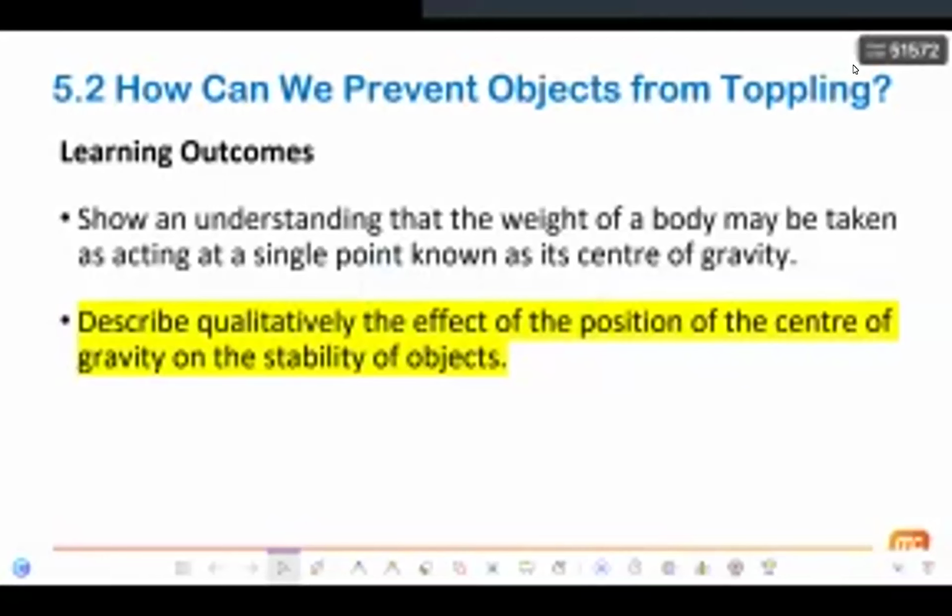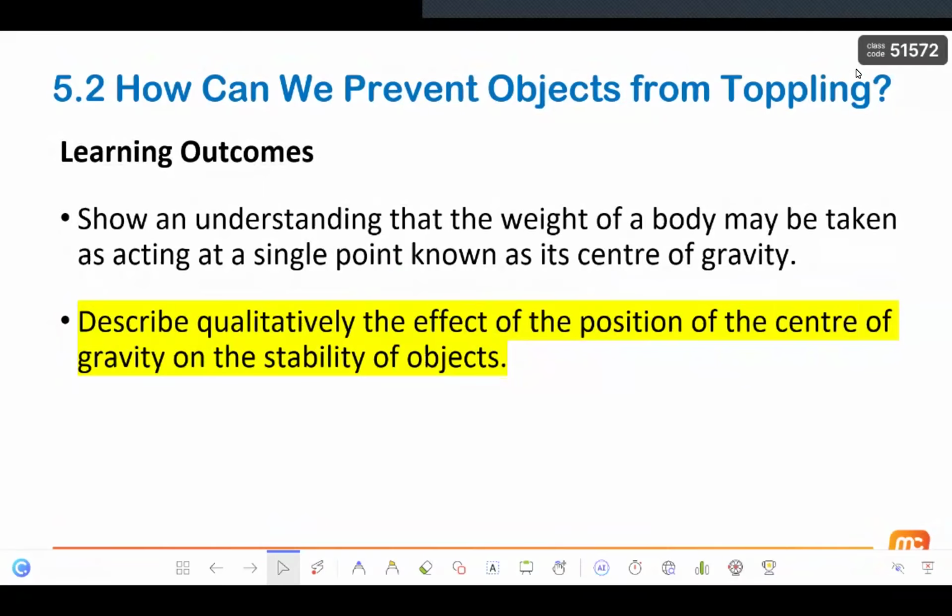Okay, in this last part of the video for chapter 5, turning effects of forces, we will be describing how the position of the center of gravity of an object affects the stability of an object. So before we talk about how it affects, let us take a look at what it means by the stability of an object.